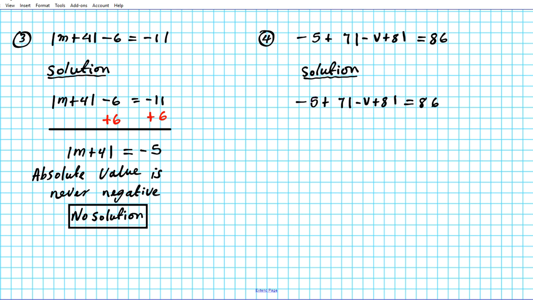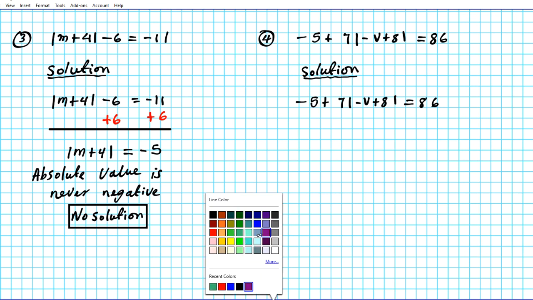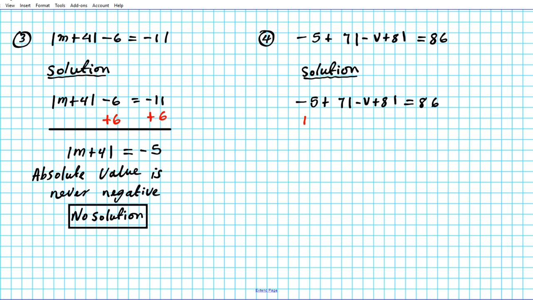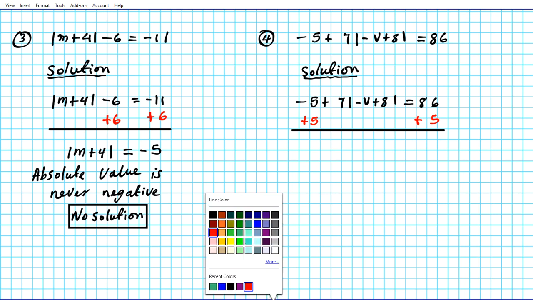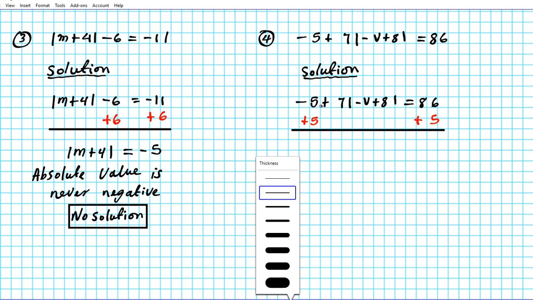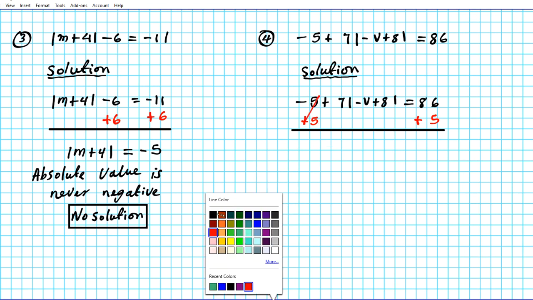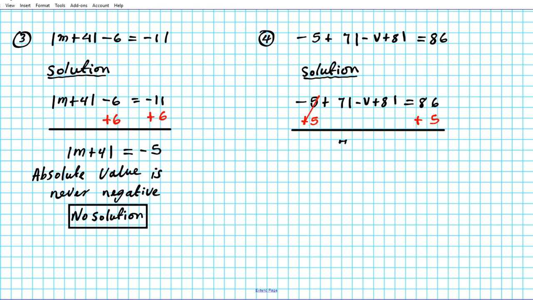Let's get rid of negative 5 because it's further out. 7 is much closer to the absolute value, so you do the closer one last. To get rid of negative 5, we're going to use the inverse operation, which is to add 5 to both sides of the equation. On the left side, the minus 5 and plus 5 add up to 0. We are left with 7 times the absolute value of negative v plus 8 is equal to 86 plus 5, which is 91.